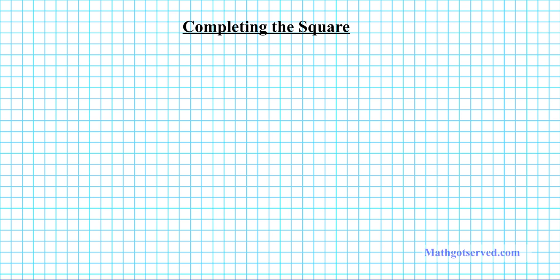Good day, students. In this clip, we're going to be going over how to complete the square. So before we take a look at an example, let's go over the basic idea behind the whole algorithm or process of completing the square.